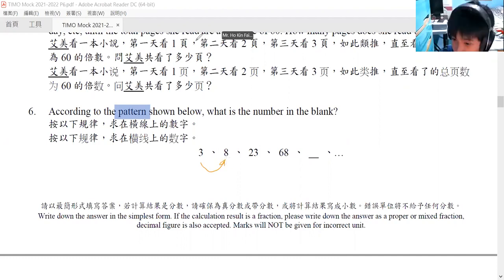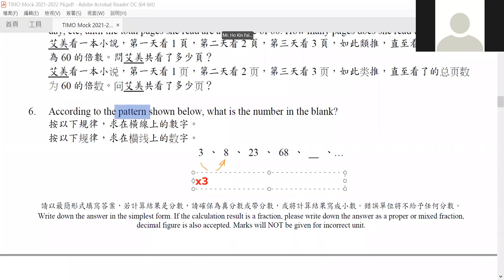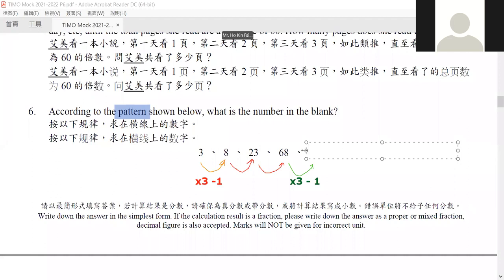From 3 to 8, we multiply by 3 and then minus 1. 3 multiplied by 3 minus 1 is equal to 8. Then 8 multiplied by 3 minus 1 is equal to 23. And 23 multiplied by 3 minus 1 is equal to 68. So finally, we take 68, multiply by 3 minus 1. 68 times 3 is 204, minus 1, and hence our answer is equal to 203.